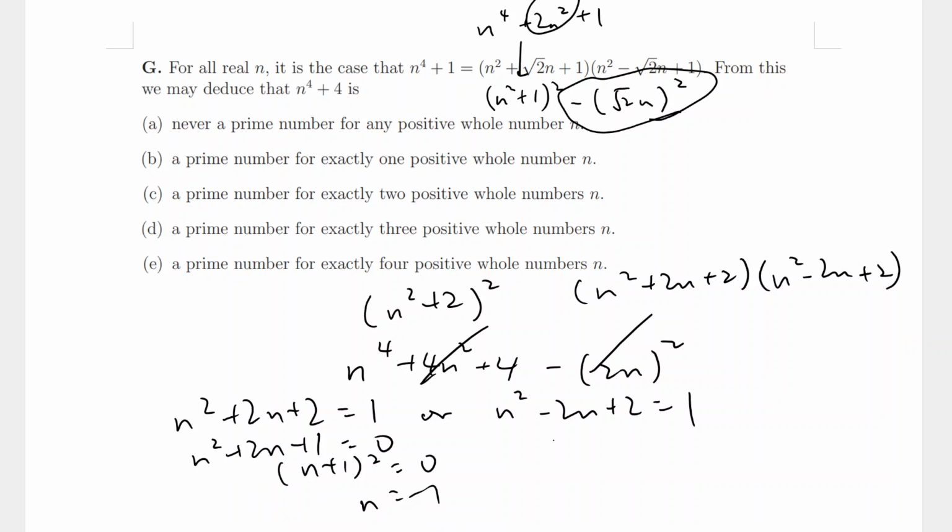So n minus 1 all squared equals 0. So happy days, n equals 1 is the only value of n such that n to the 4 plus 4 is prime. So the answer would be B.